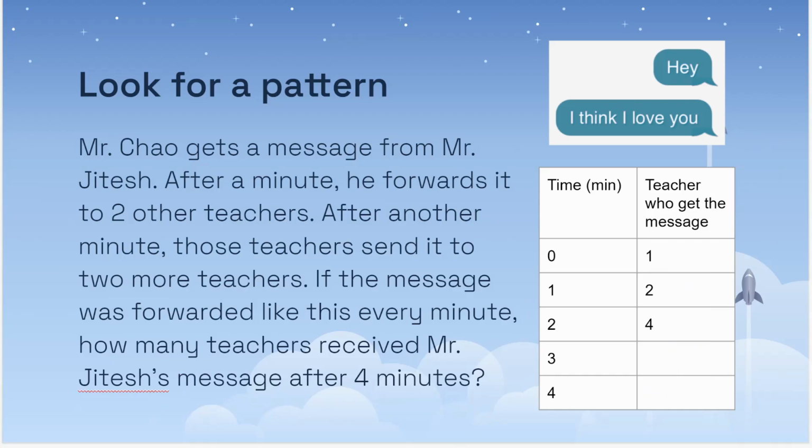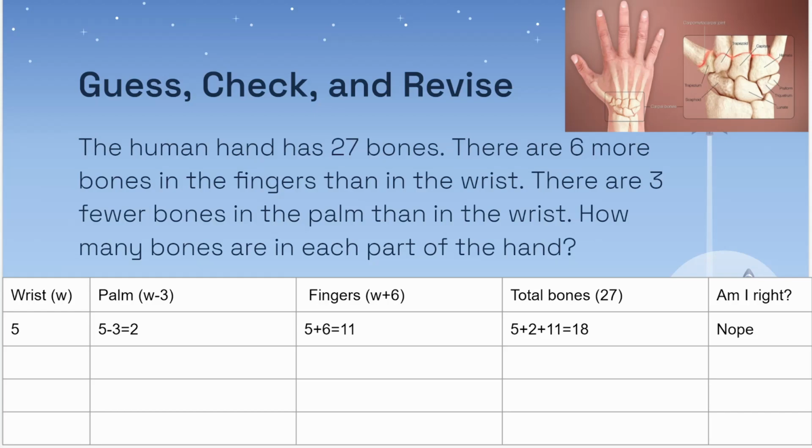Moving on. Guess, check, and revise. The human hand has 27 bones. There are 6 more bones in the fingers than in the wrists. There are 3 fewer bones in the palm than in the wrists. How many bones are in each part of the hand?